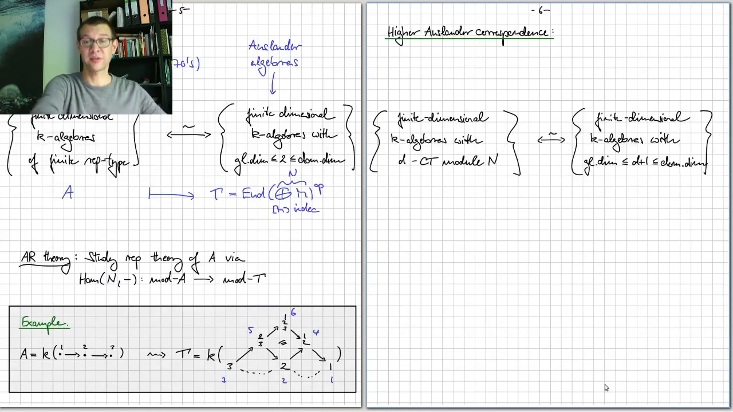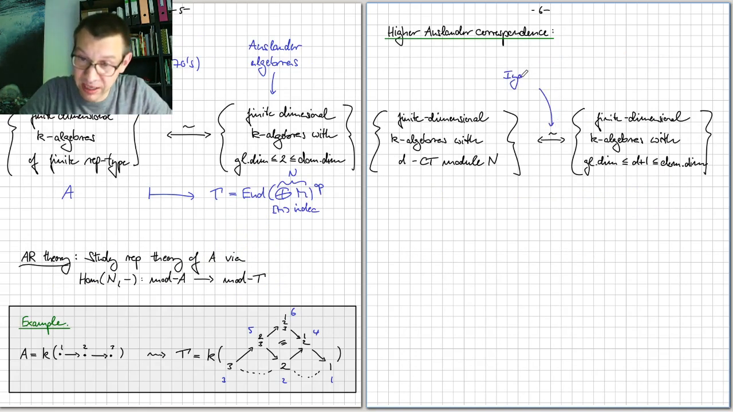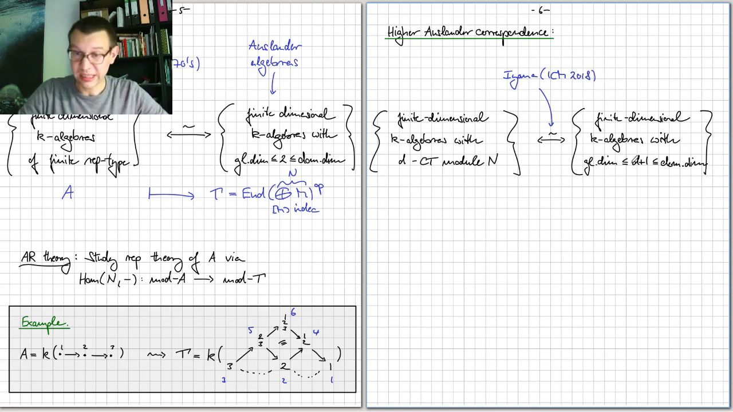And so here's how this goes. This is what is called the higher Auslander correspondence. It was introduced by Iyama. For example, one nice place you can read about this is his ICM address in 2018. He basically asked and answered the question, how can I increase the dimension here? So I just replace the 2 by dimension d plus 1. And what I get is another class of finite-dimensional K algebras satisfying precisely this same homological constraint.